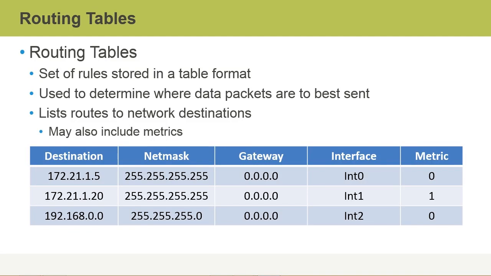So when the router receives a packet, it looks at that layer 3 destination address of the packet and then compares it to the routing table to determine what it needs to do with that packet. So the routing table lists the routes to different network destinations that it's aware of. And the routing table will contain things like metric values, and these metric values are preference values to help choose the best route for a destination.